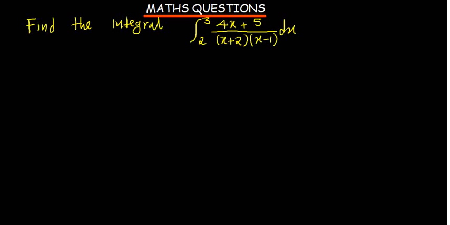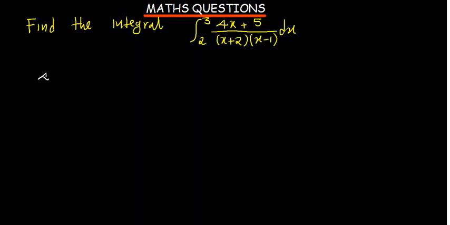Find the integral between the limits 3 and 2 of (4x + 5) over (x + 2)(x - 1) dx. Now, if you've been given such a question, this one you use integration by partial fractions. So we need to break this fraction into partial fractions.